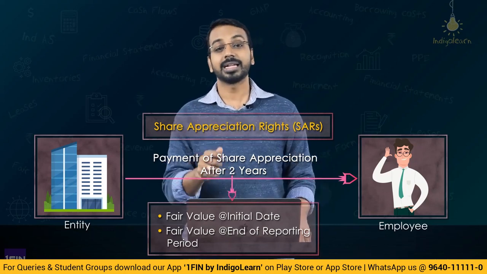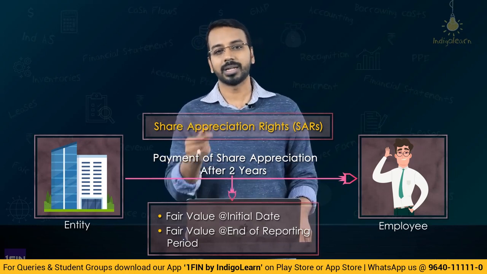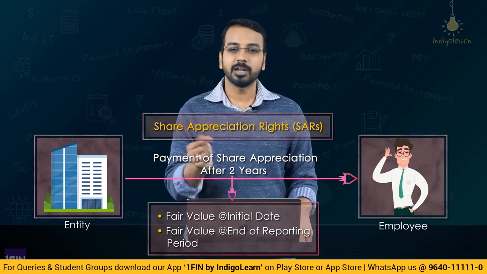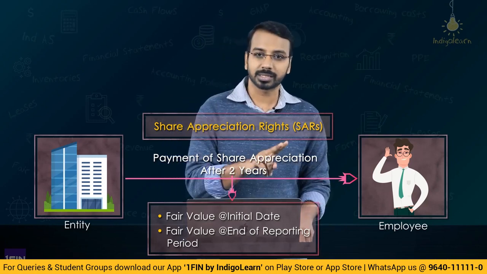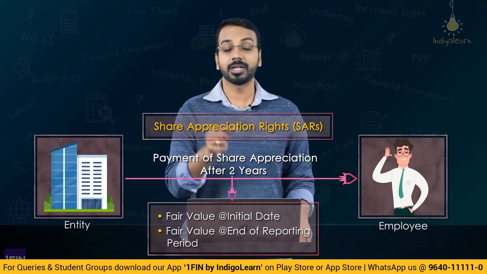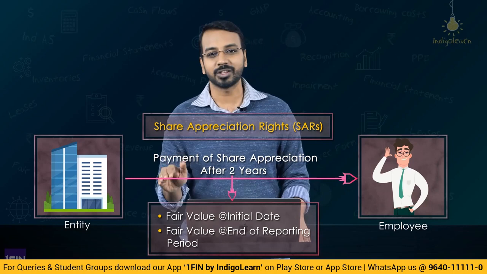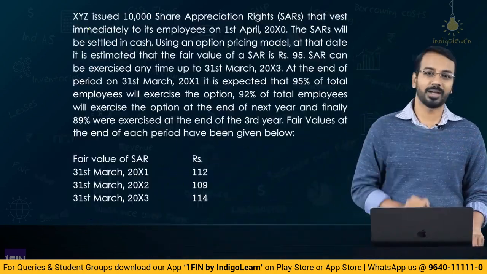So when I say that the fair value of a share appreciation right is, say for example 100, what I am telling is, for the payment that I will be making after 2 years from now, the fair value of that payment is 100 as of today, and based on that we will do the accounting. So let's have a look at this question.